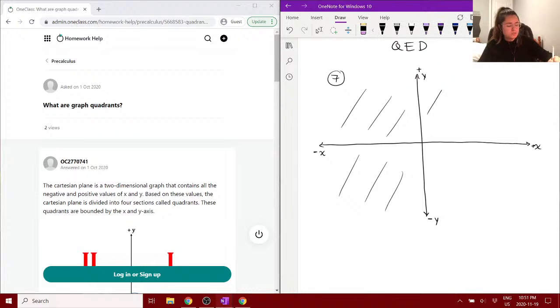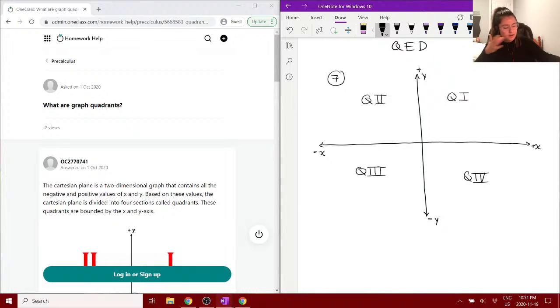And quadrant just essentially means, well, quad is 4, so when we split the graph into 4 parts, we have 4 quadrants. So here we have quadrant 1, here we have quadrant 2, here we have quadrant 3, and here we have quadrant 4. These are in Roman numerals, so just know that. And that's how they're usually labeled. And as you notice, I counted them in a counterclockwise way, okay?